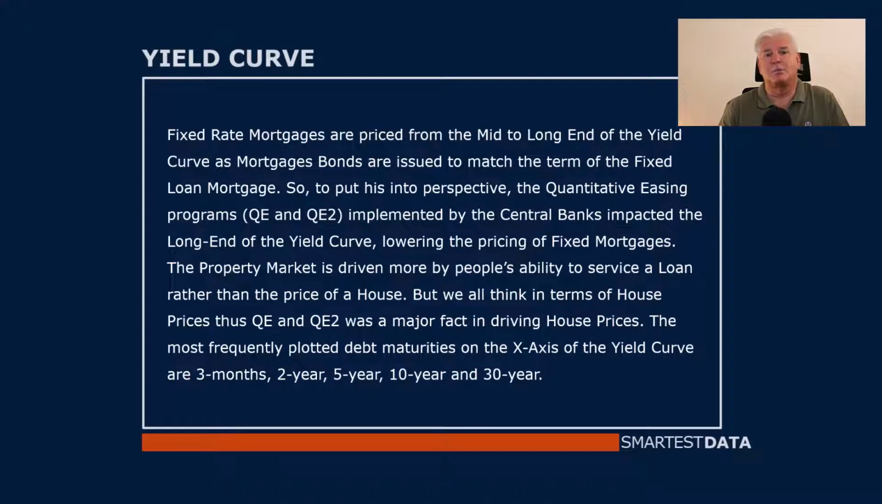The most frequently plotted debt maturities on the x-axis of the yield curve are 3-month, 2-year, 5-year, 10-year and 30-year.